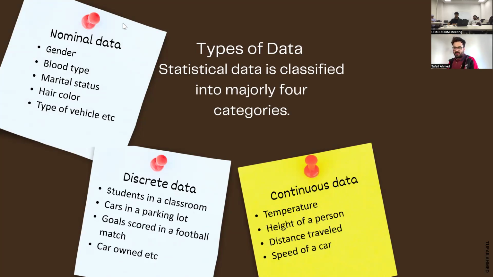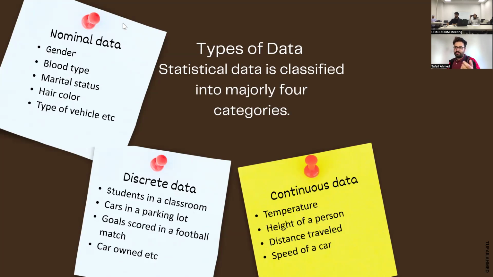And the next type is nominal data. Nominal data usually represents groups. Again, gender: you have either male or female in your classroom. Each person has a blood type. You can have only one blood type. You can belong to one group, either A positive, B positive, or O positive.